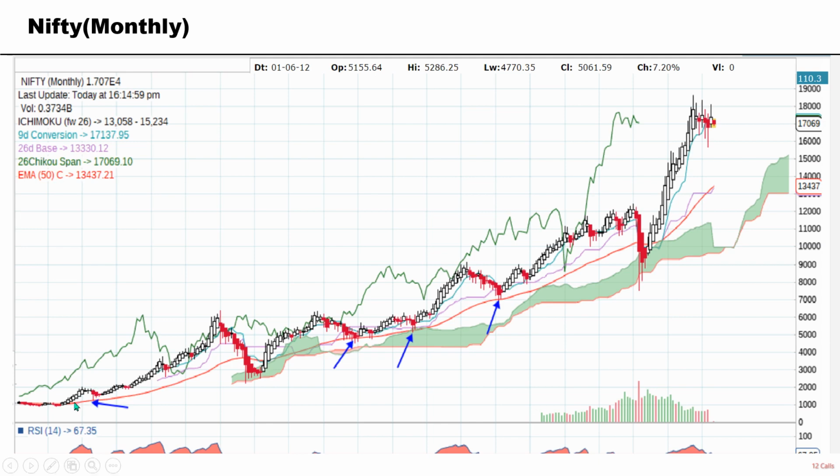So here we see right from 2000 Nifty almost came till 18,000 and most of the time Nifty is trading over this trend line, which is our 50 EMA. So here 50 EMA I am considering as a major trend line. During this time at once here, second here, third and fourth. Look at my blue arrows.